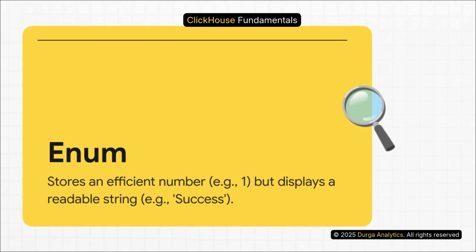The enum type. This is one of my personal favorite optimizations. It's designed for columns that have a small, fixed set of values, like status columns: pending, success, failed. What happens is, behind the scenes, ClickHouse stores a super efficient little number, but when you query the data, it shows you the human-readable text. So you get the performance of an integer with the readability of a string. It's truly the best of both worlds.